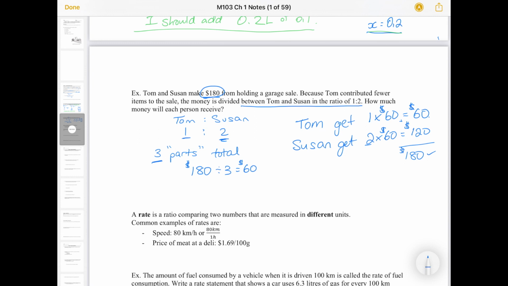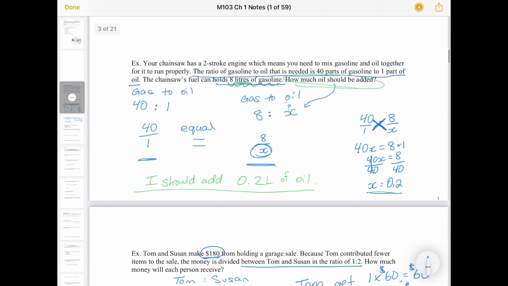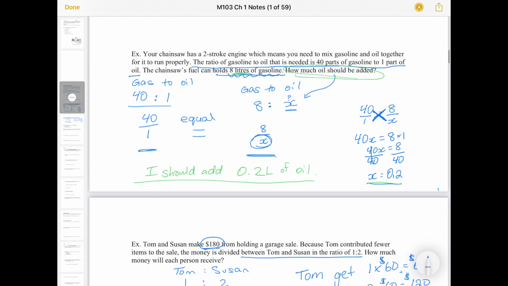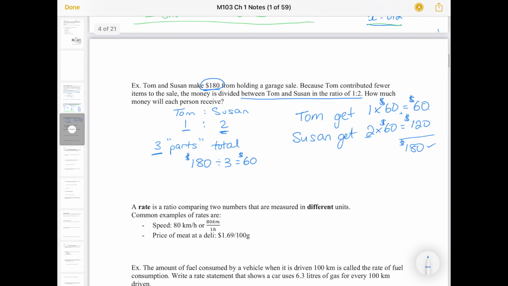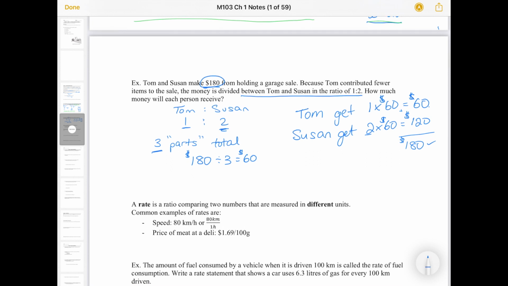So those are the two types of questions that I'm going to ask you about ratios. So this one here, we know what the ratio is, right? We are given the ratio, and I need to find out a missing piece of information. This question we just did, I am going to give you a ratio, right, 1 to 2, and a total amount, and ask you sort of how much for each person or for each piece of the ratio.